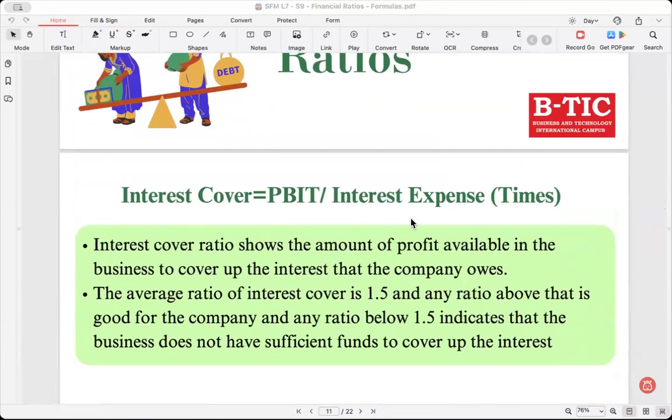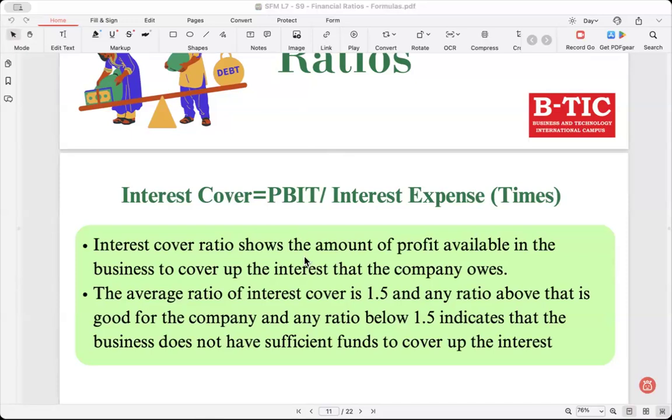Interest cover ratio shows the amount of profit available in the business to cover the interest that the company owes. How easily can the organization pay or settle the interest? The average ratio of interest cover is 1.5, and any ratio above that is good for the company, and any ratio below 1.5 is an indication that the business does not have sufficient funds.